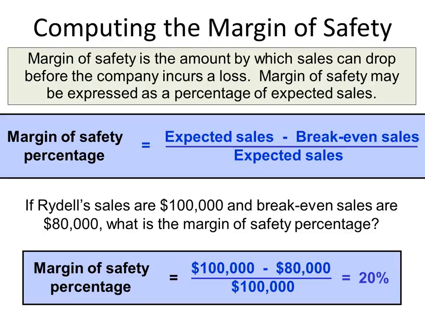Computing the margin of safety is an important concept too. The margin of safety is the amount that sales can drop before the company incurs a loss. And so what they're saying is if we're projecting a 20% profit margin, then maybe our margin of safety might be expressed as a percentage of expected sales or how many units, because they always want to know their break-even point. But then they also have their projected, and the difference between the break-even and the projected is that margin of safety.